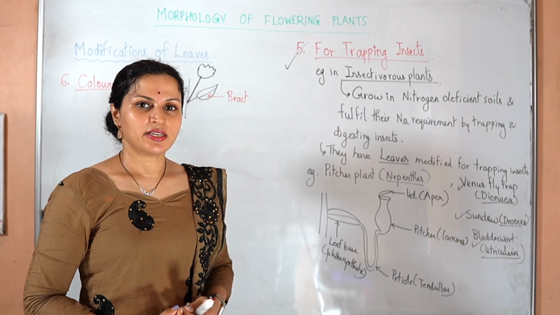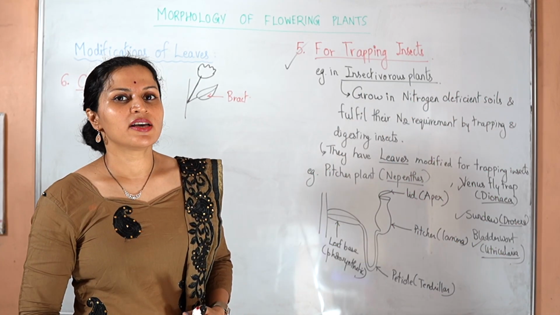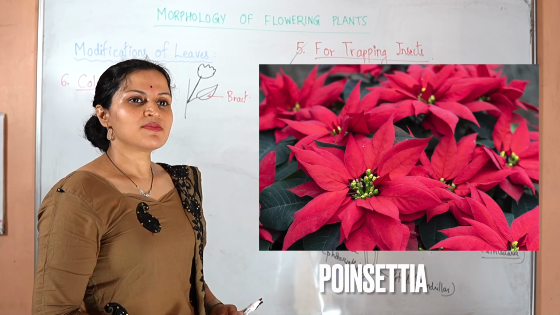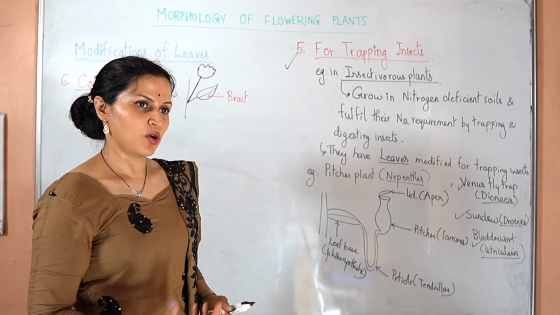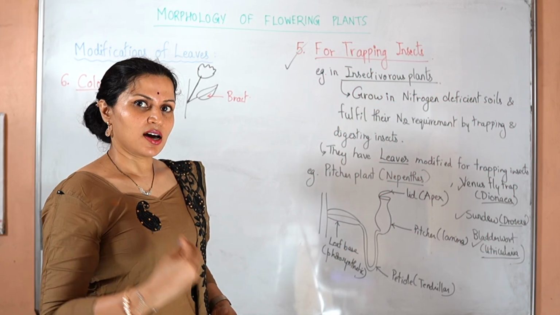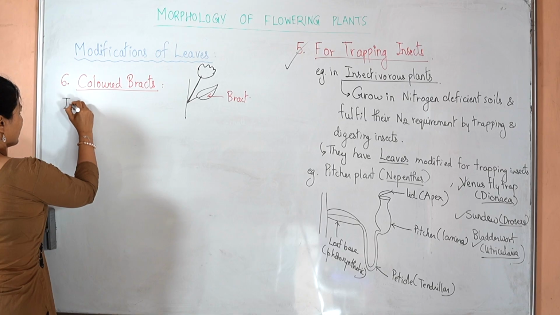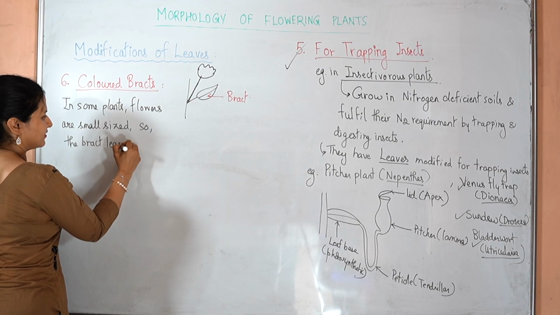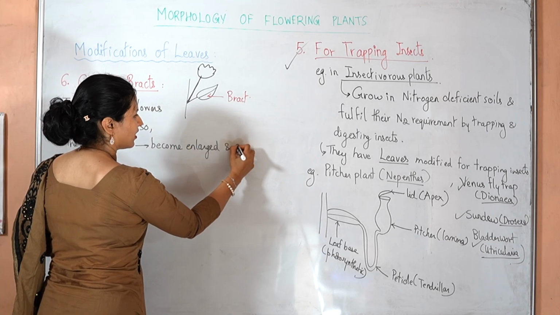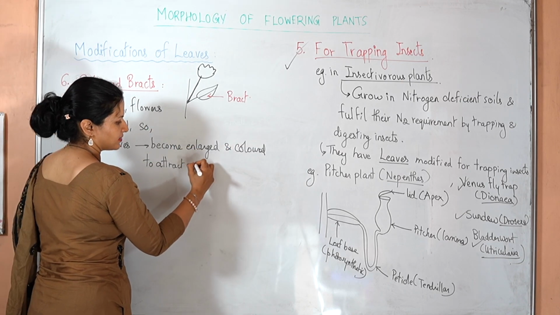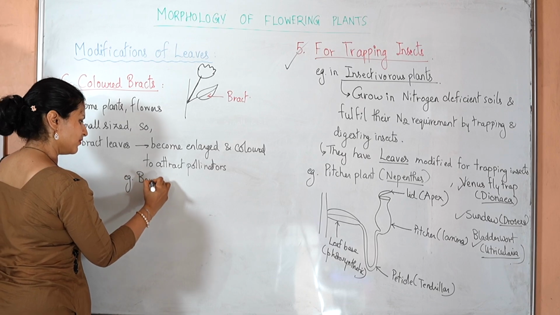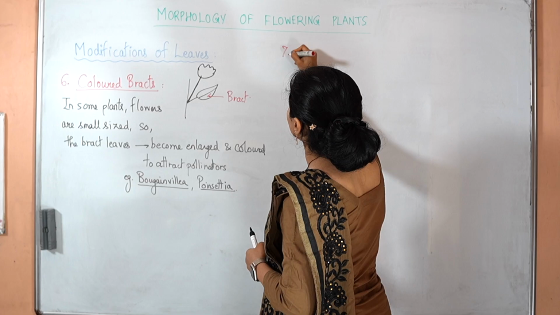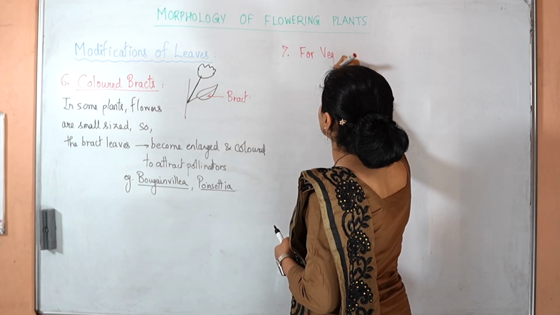To attract the pollinators. Similarly, in another plant called poinsettia, a similar condition is seen in which the bracts become very nice, beautifully red colored to attract the pollinators, because the actual flowers are really small in size. In some plants, flowers are small sized, so the bract leaves become enlarged and colored to attract pollinators. Example, bougainvillea, very important example. Second example, poinsettia.